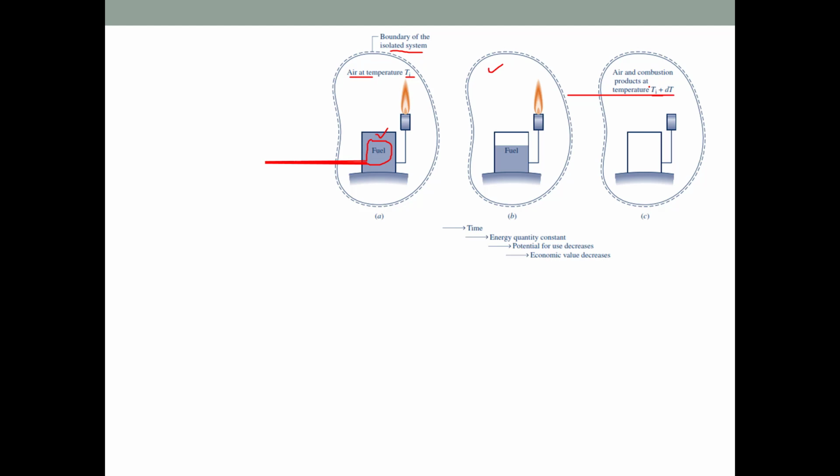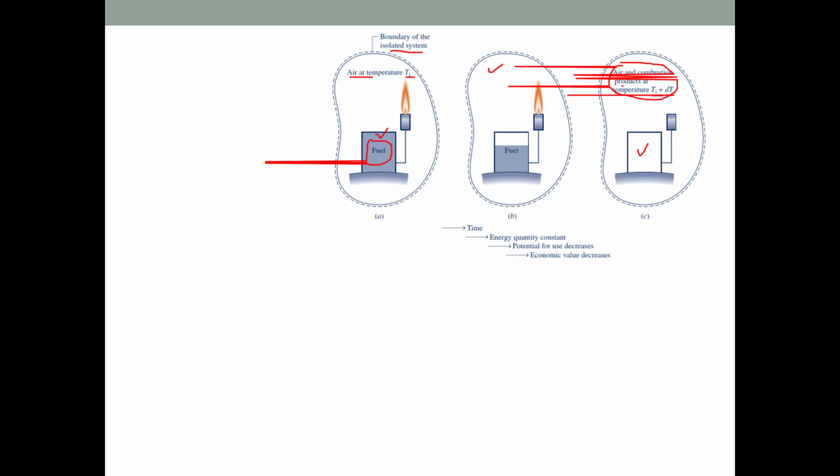Now the quality of energy has decreased with the passage of time, because initially the fuel has a high economic value, it has a high quality of energy. With the help of fuel you can perform many functions. You can use that in an automobile, you can use that for any combustion application. Whereas these hot gases, although they have the same quantity of energy, their work potential has decreased, the capability to perform work has decreased, right?